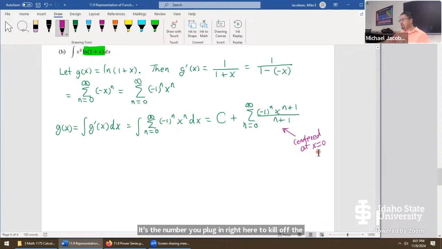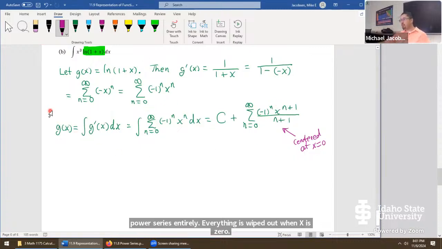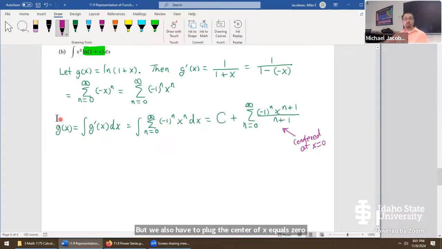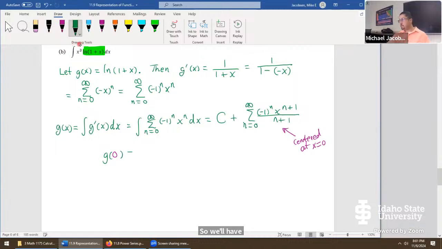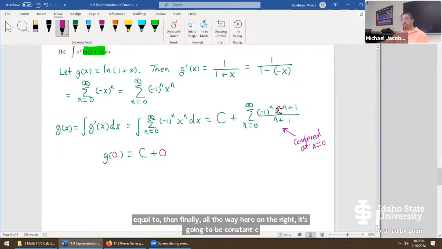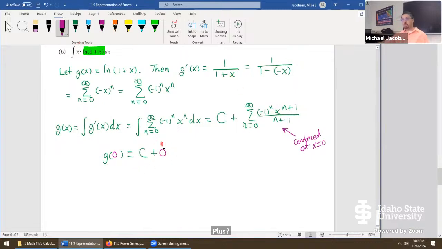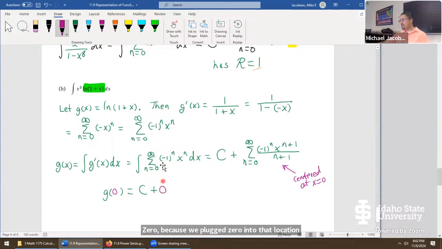But we also have to plug the center of x equals 0 all the way here on the left, g of 0 now. So we'll have g of 0 is equal to, then finally, all the way here on the right, it's going to be constant C plus 0, because we plugged 0 into that location. Everything is now killed off.